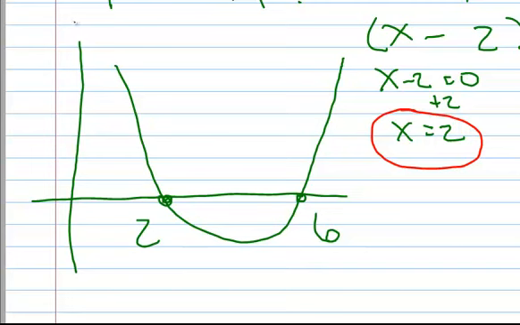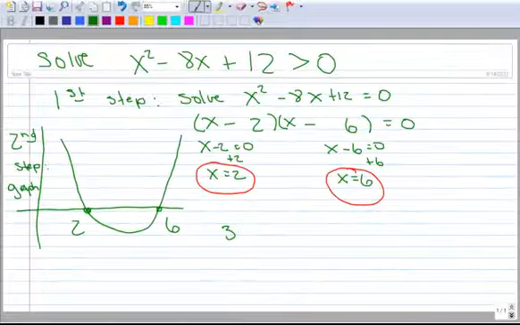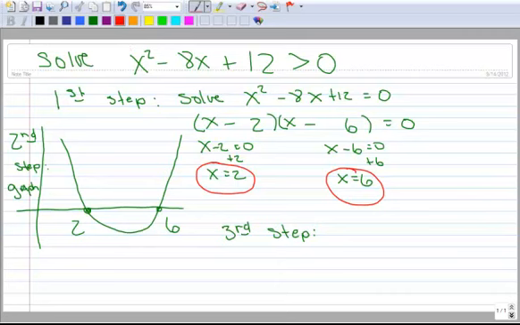And then step number 2, we'll just write it over here. Second step is to graph it. Okay. Then your third step. Now at this point, you're going to do the shading.